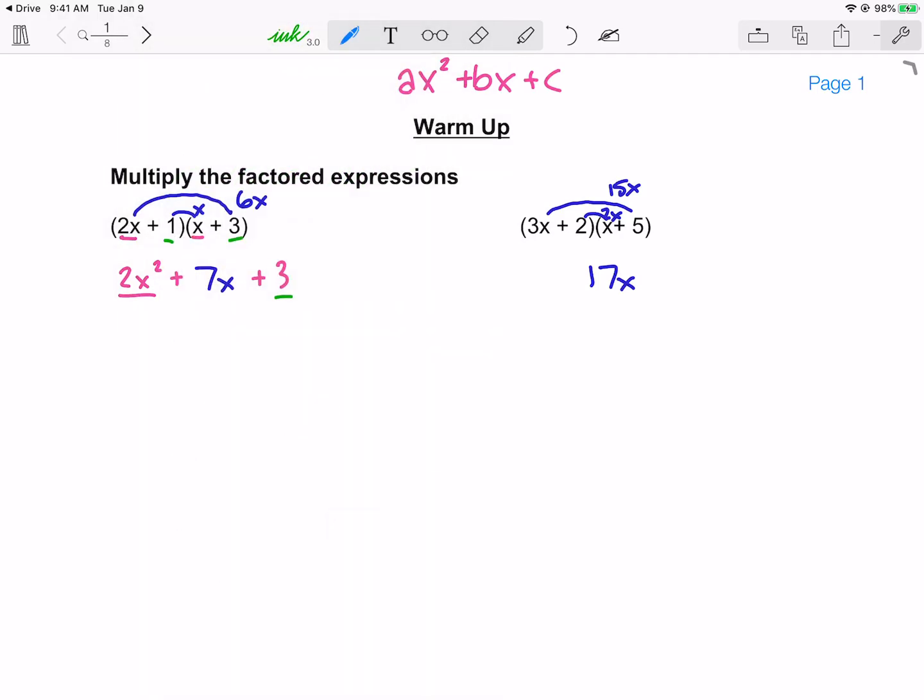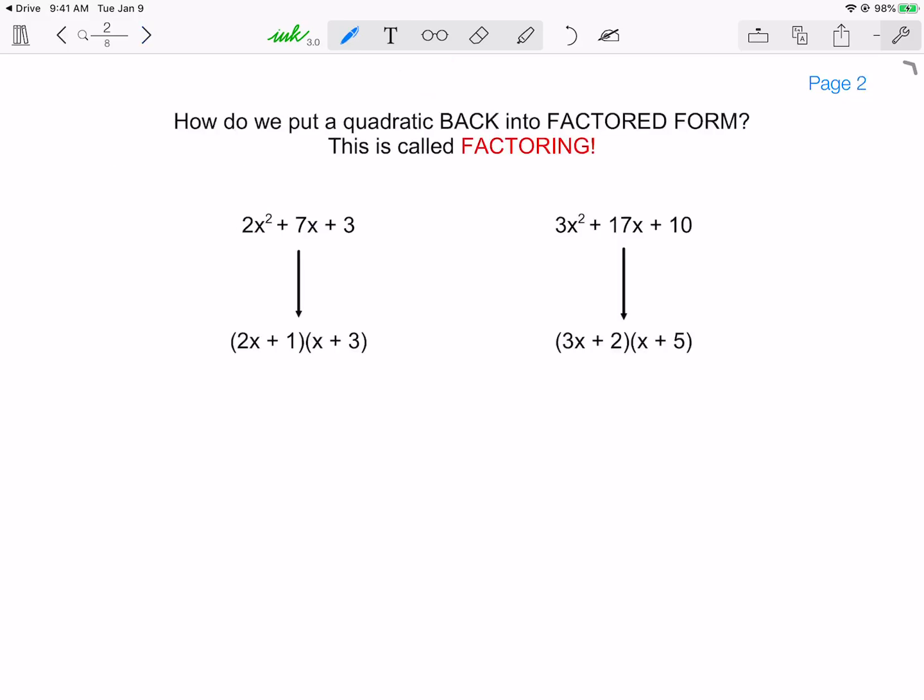And then on the outside, 3x times the x gives me 3x squared, and 2 times the 5 gives me 10. Okay, so this is going to be a key concept because we're going to have to figure out how in the world we go backwards into what's called factored form. So factored form is this version down here at the bottom. So we're going to have to learn to go backwards. So we're going to do a few examples together. We're going to practice our number sense and really focus on factor pairs to help us figure this out.